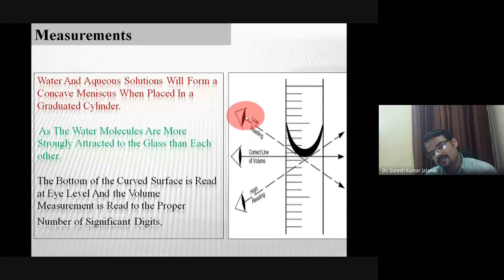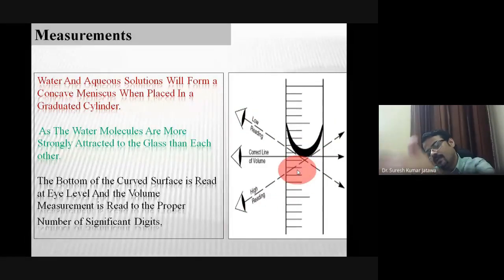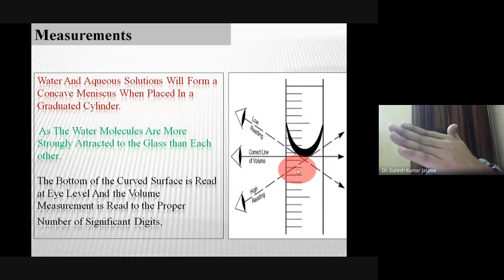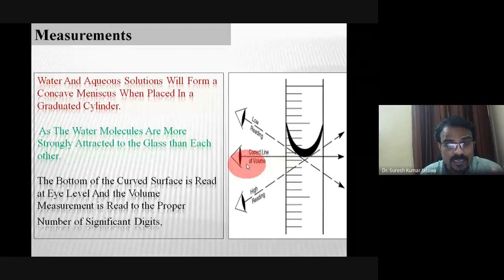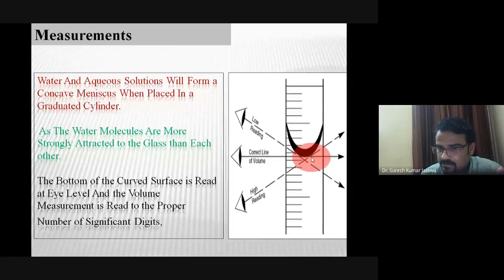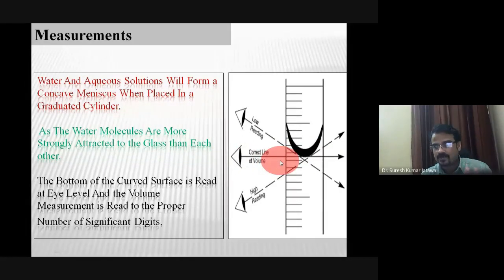If you read this from above, looking directly upward like this, it shows a higher volume. If you read this from below, looking downward, it will show a reduction, a lower amount. So the correct line of volume you have to see is at your eye level, in this direction. This will be your correct side of measurement. Read at eye level, and the volume measured is to the proper number of significant digits.